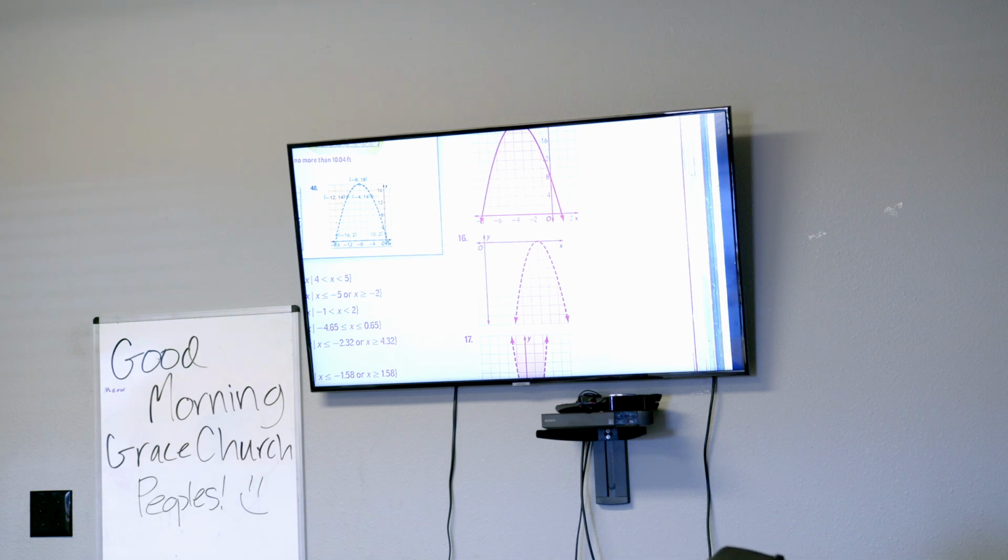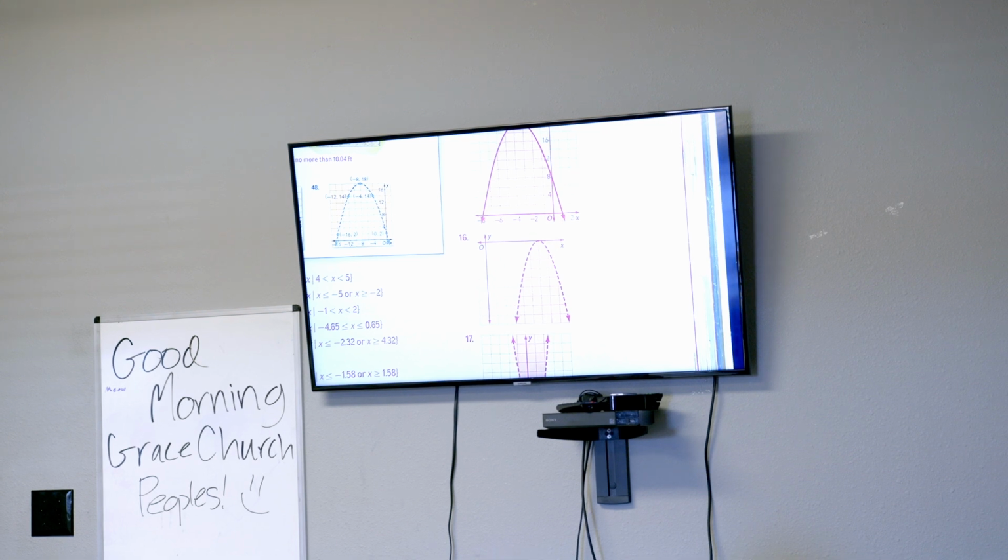Number 20, x is between -4 and 6, including both. Number 22, x is less than -5.45, or x is greater than -0.55. Number 24 is all real numbers. Number 26, x is between -2.30 and 1.30, not including either one.